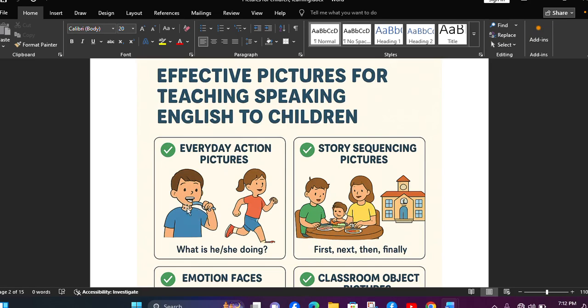I can ask my learner, what is happening in the picture? Okay, and look at the picture. What is the color of his shirt? And the student gets to speak. Oh, he's wearing a blue shirt.